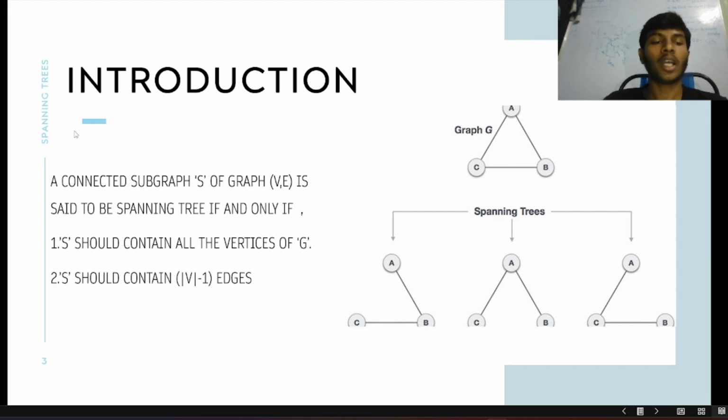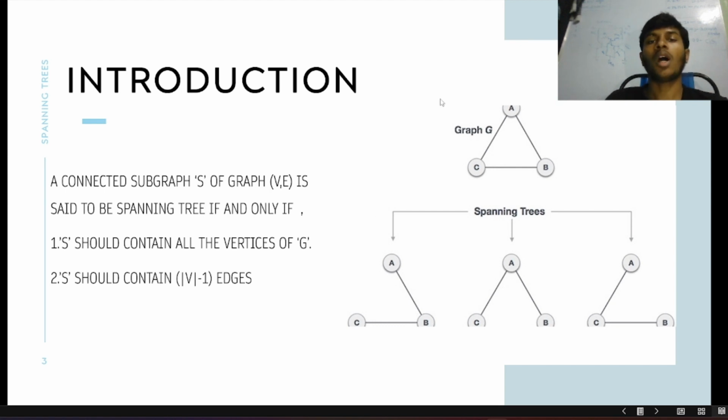What is the meaning of connected graph and subgraph? Let's see the meaning of the word graph, the word subgraph, and connected graph. Then you will be able to understand the meaning of the term spanning tree, and you can understand the concept very clearly.